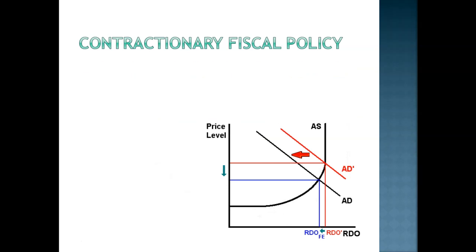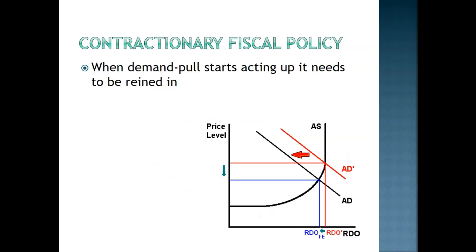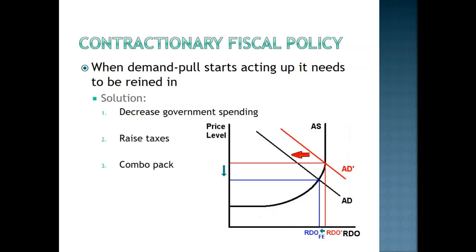How about contractionary fiscal policies? Well, again, when we have demand pull inflation, that's typically what these things are talking about. How about stagflation? It's harder to combat. We don't really get to touch on that one. So when demand pull starts acting up, we need to kind of rein in the economy. So the solution? Decrease government spending, cool down the system, raise taxes, or again, a little bit of a combo.